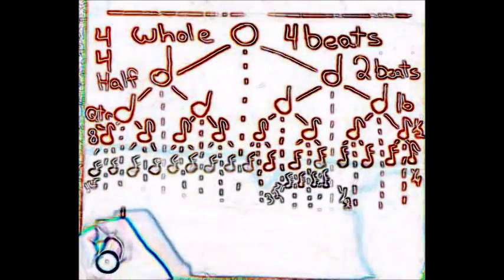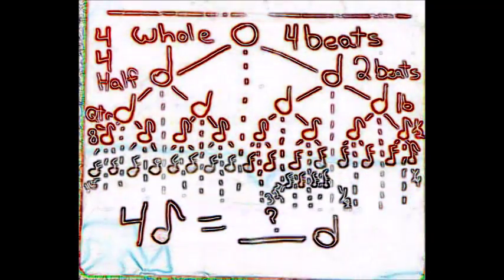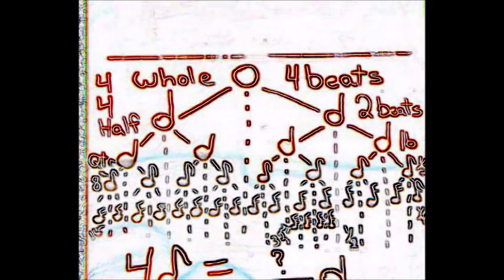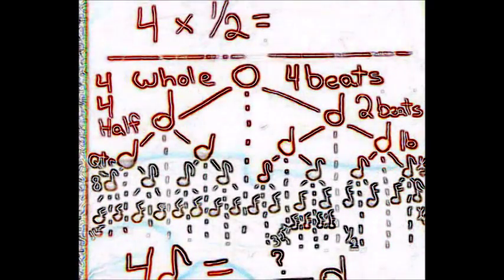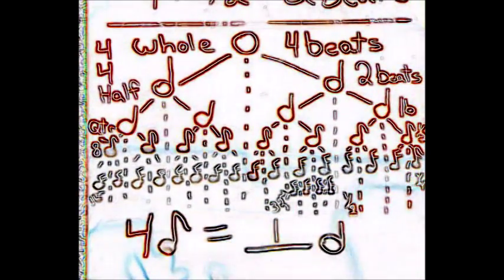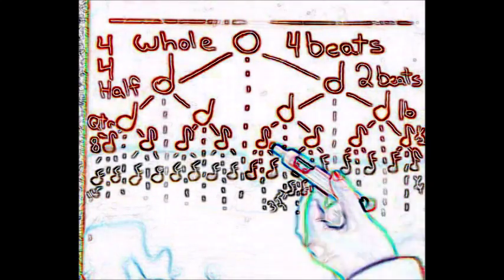Now let's see, if we have 4 8th notes, how many half notes will we have? We have 4 8th notes times each 8th note is worth half a beat, and this will equal 2 beats. What note is worth 2 beats? The half note. If we look at the tree, there are 4 8th notes under 1 half note.